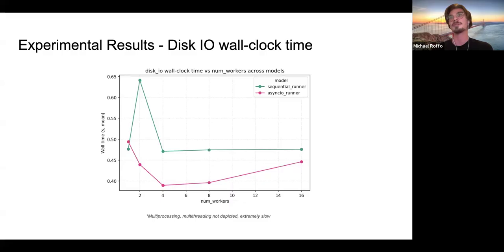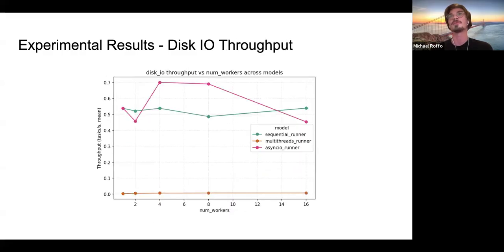On the next slide, we will see the same property. So you can see in the bottom, the multi-threads runner is extremely slow because it is doing so much multi-threading overhead that it is wasting CPU cycles instead of reading in file data.